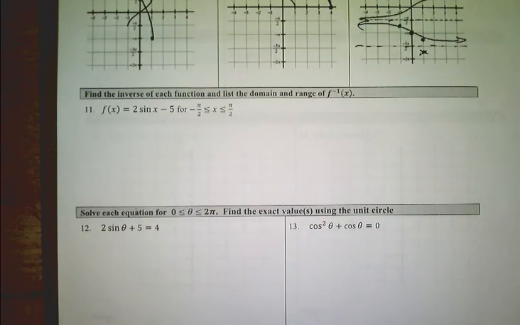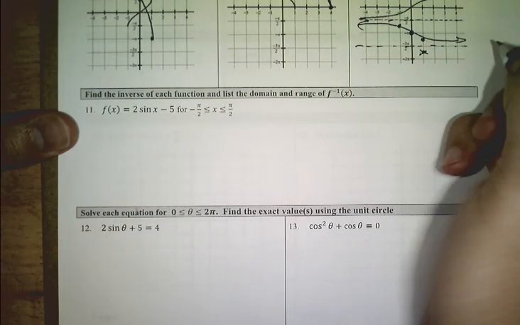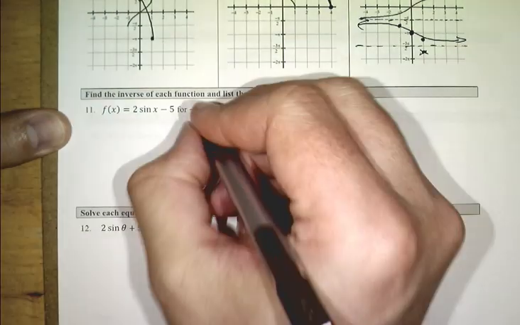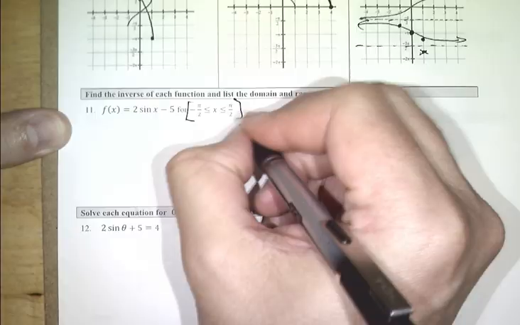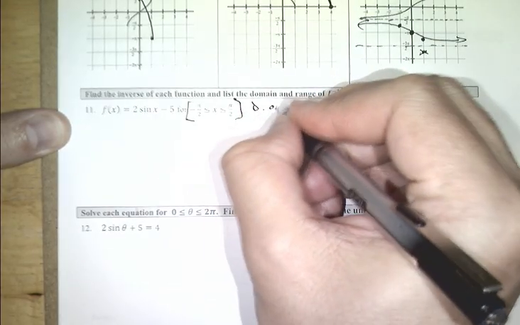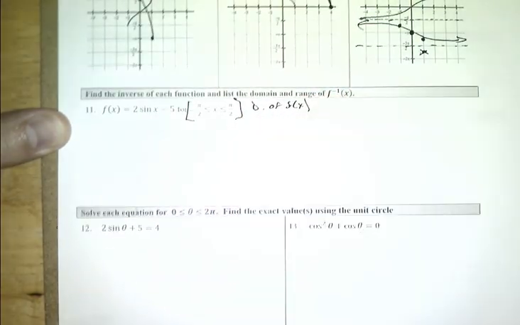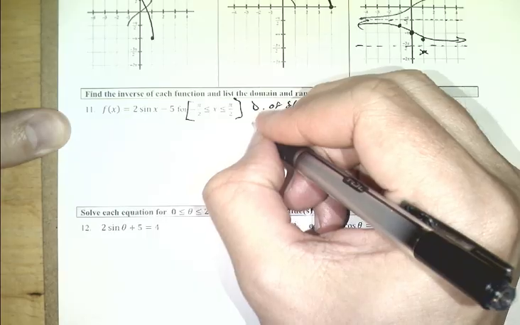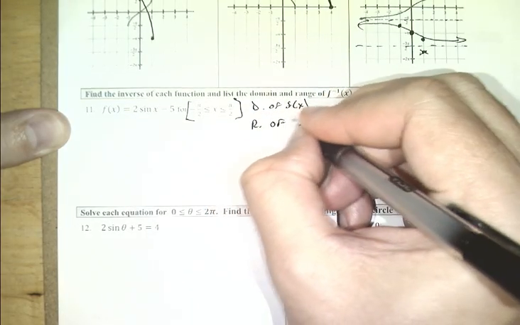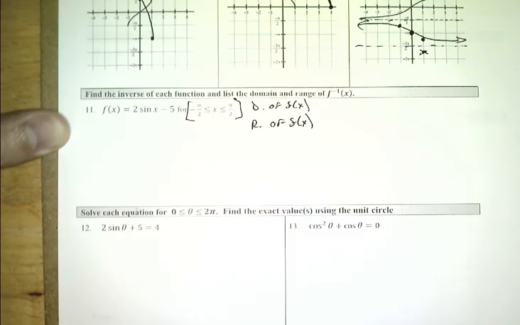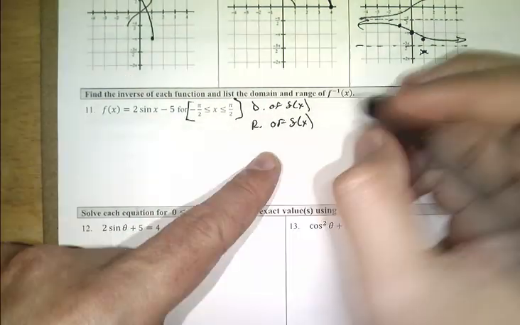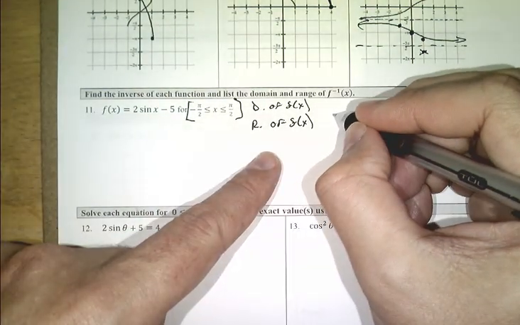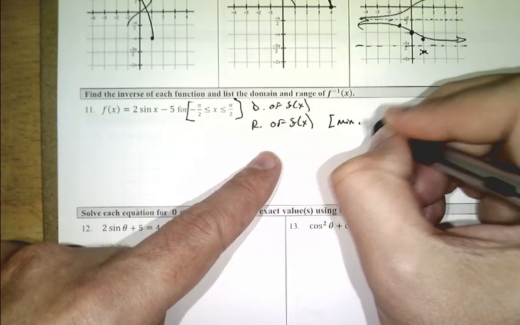Okay, number 11. Find the inverse of each function and list the domain and range of f inverse of x. So this right here, that is the domain of f of x. That's the domain of our original. Our range of the original is the minimum to the maximum. So it'll be the min to the max.